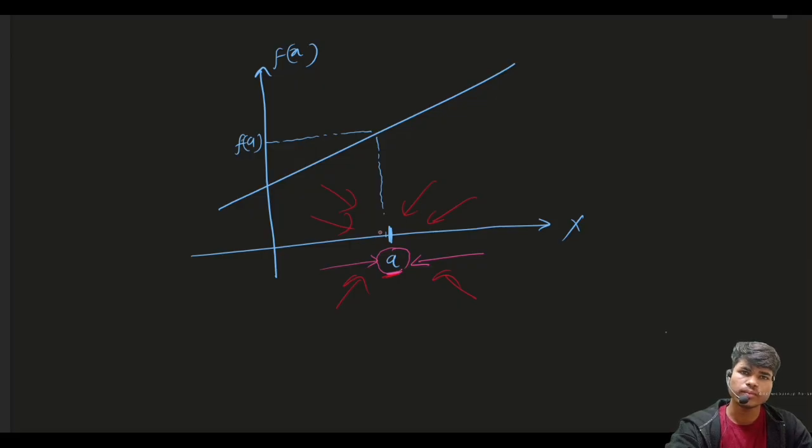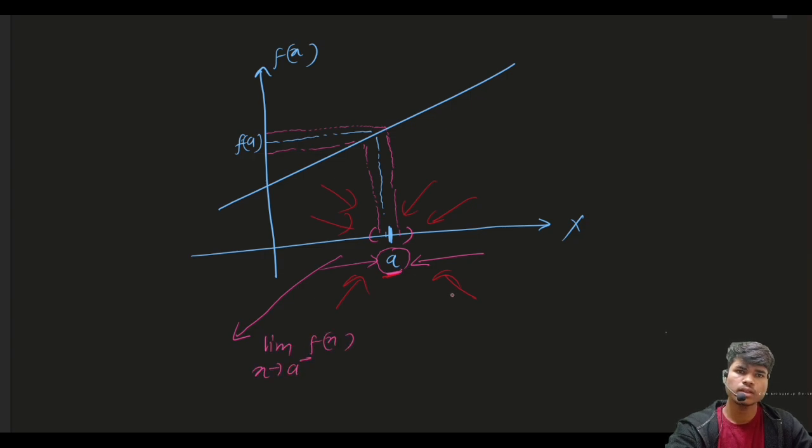So here will become the neighborhood of this point, and we will see the function value in this neighborhood. If we approach this number from left hand side, we can write the function value as limit x tends to a negative f of x, and if we approach this number from right hand side, we can write the function value as limit x tends to a positive f of x.